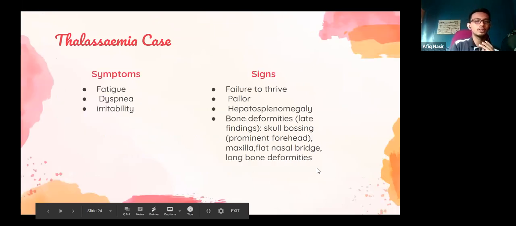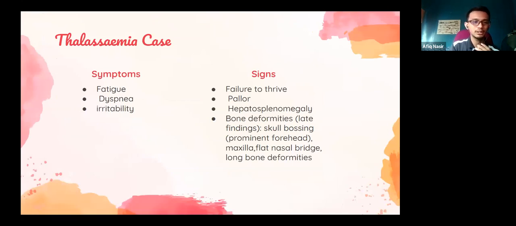So based on the history and the physical examination, we could find that the patient has fatigue, dyspnea, and irritability. These are actually symptoms of anemia, which could be suggestive of thalassemia. From the physical examination, we could find failure to thrive from the developmental examination, and there is pallor and hepatosplenomegaly. Later findings could show bone deformities such as frontal bossing, skull bossing, and long bone deformities.